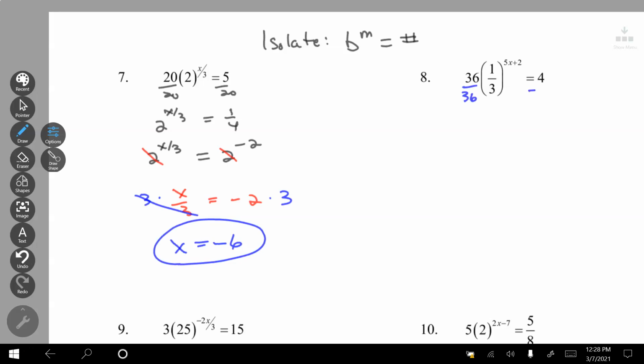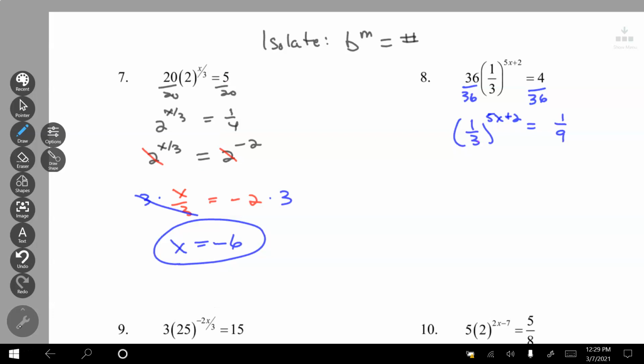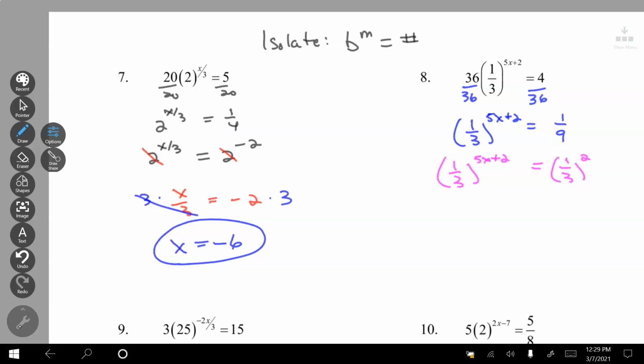Same thing, divide by 36. I get 1/3 to the 5x plus 2 is equal to 1 over 9. Now I could use base of 3 and make this 3 to the negative 1, but 1/9 is really just 1/3 squared. My base could be a fraction, as long as they are the same base, all's good. If you want to rewrite it as 3 to the negative 1, go right ahead. It's not going to help you.